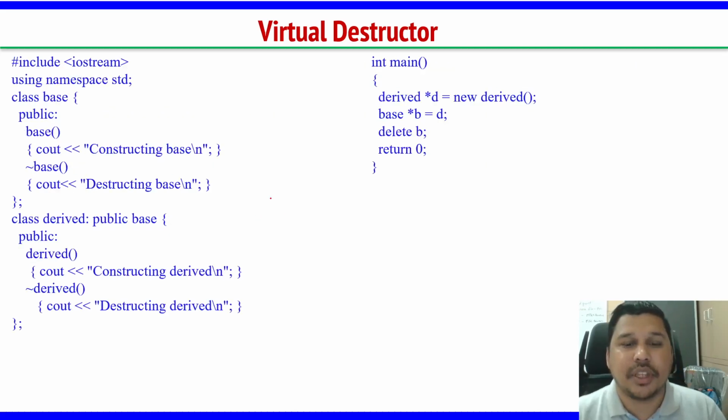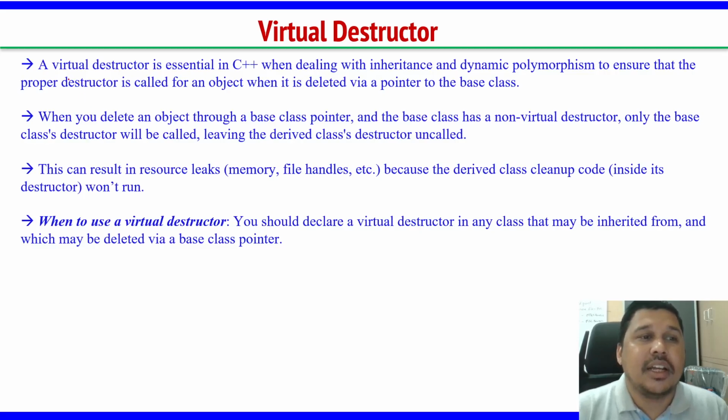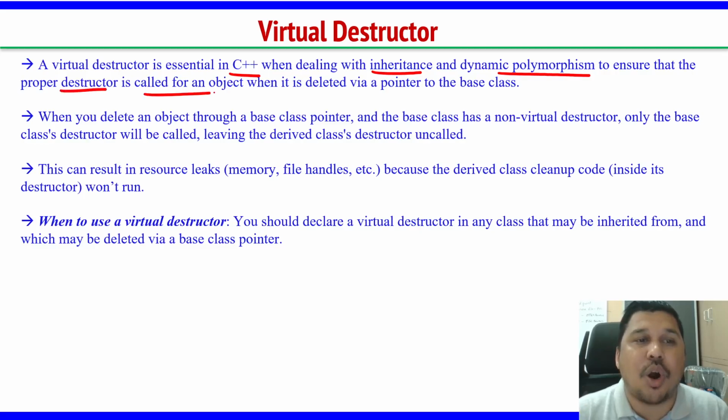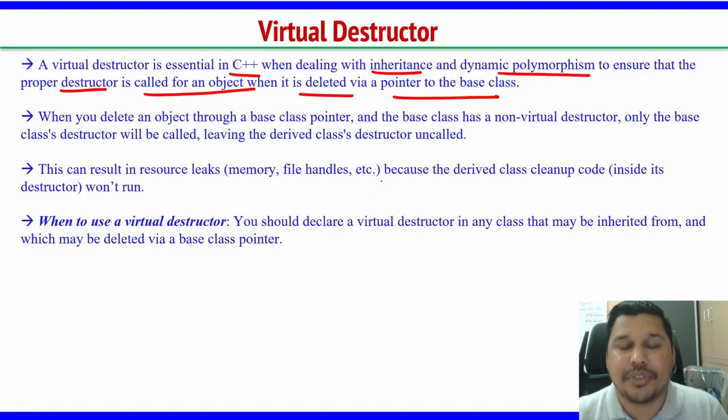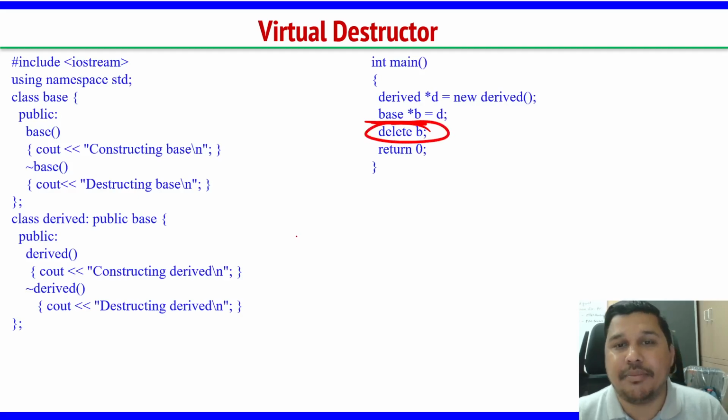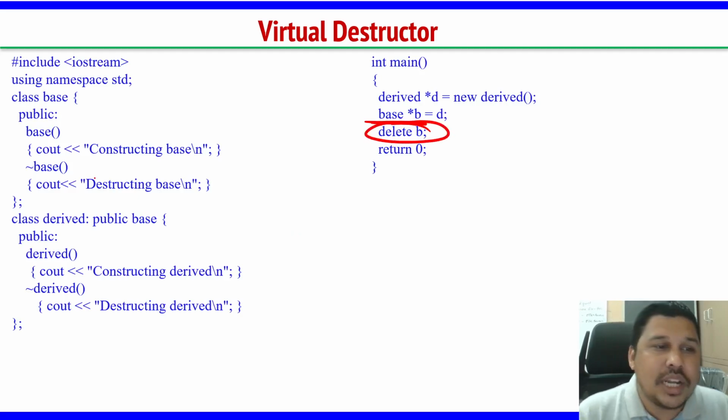Virtual destructor. See here. A virtual destructor is essential in C++ when dealing with inheritance and polymorphism, to ensure that the proper destructor is called for an object when it is deleted via a pointer to the base class. See this example. I am creating a pointer to the base class and I am deleting it. delete B means only this base class.